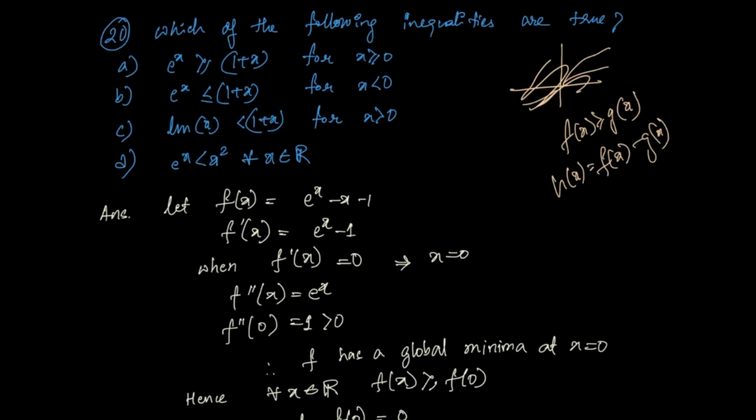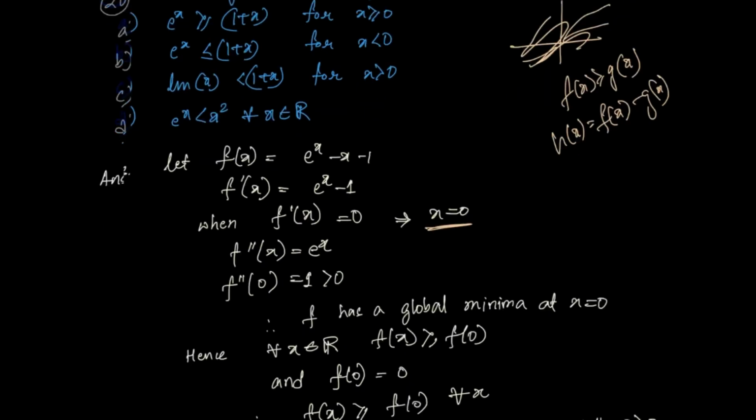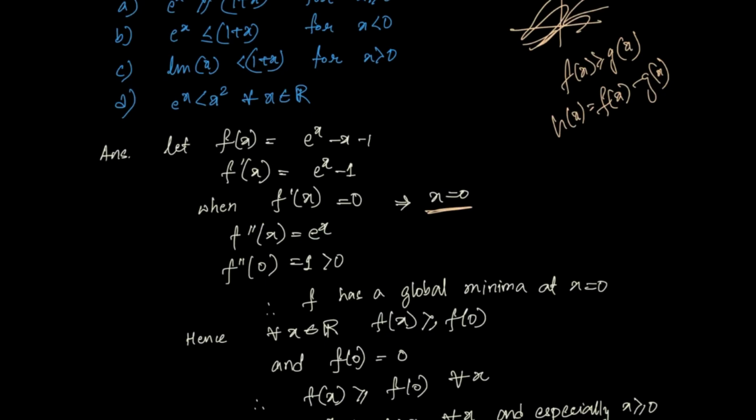Let's take the first derivative to see if it has any extremum or not. So the first derivative is e to the power x minus 1. When f dash x is 0, x is 0. The second derivative is just e to the power x. So f double dash of 0 is 1, and 1 is greater than 0. So we can say that this function f has a global minima at x equal to 0.